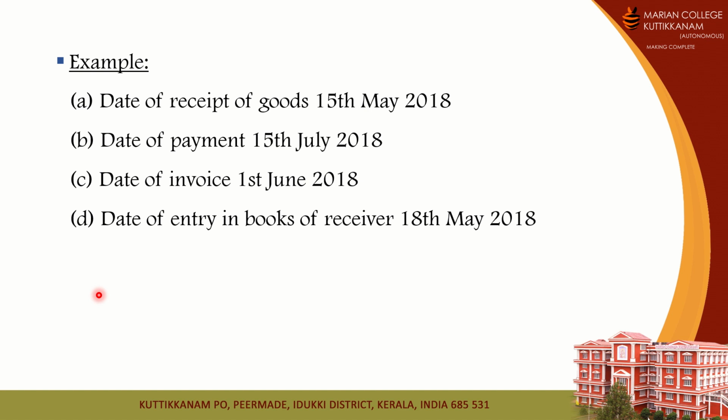And the third one is the date immediately following 30 days from the date of issue of invoice. What is the date of issue of invoice? That is 1st June 2018. So 30 days after this will be 1st of July 2018. Whichever is earlier will be the time of supply in case of reverse charge mechanism. So can you guess what will be the time of supply?